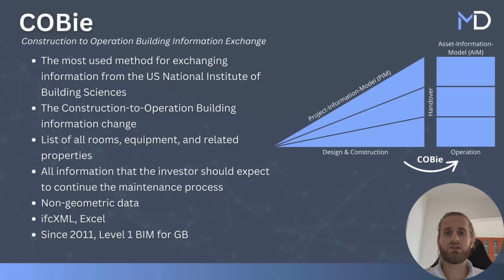And this slide and graphic illustrate what COBie is. Throughout the entire construction cycle, at the end, during the handover or transfer of the object, in addition to documents, the 2D drawings and geometry, you also deliver non-geometric information. And this is done via COBie to ensure the continued maintenance of the building.